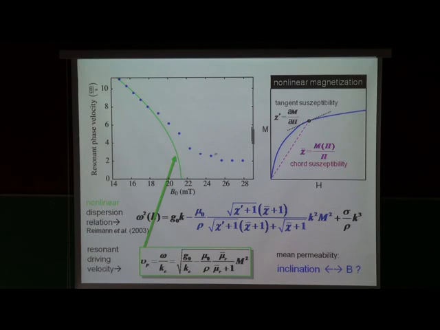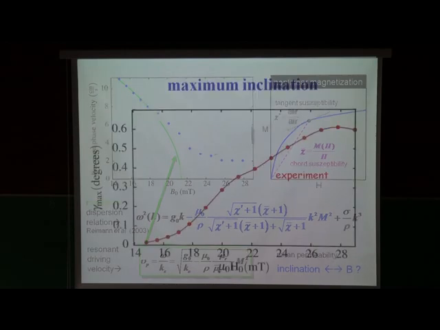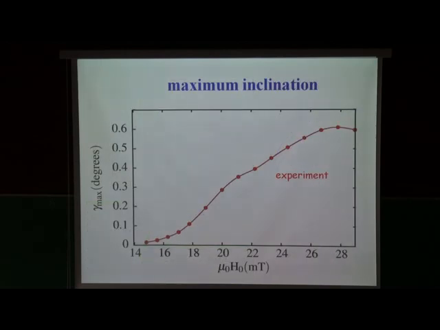So now we have shown that the resonant driving frequency can nicely be described by the nonlinear dispersion relation. The question now arises, how strong is this pump? How large is the inclination as a function of the magnetic induction? Not the maximum, but the inclination. And this is what I want to show you.